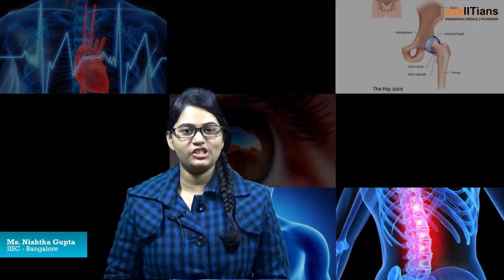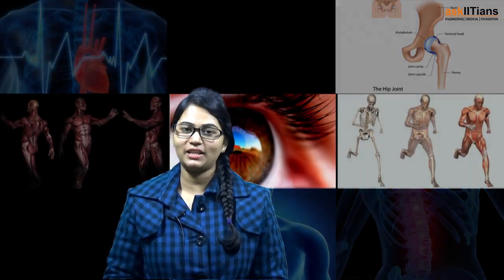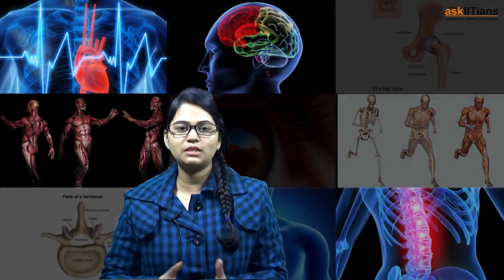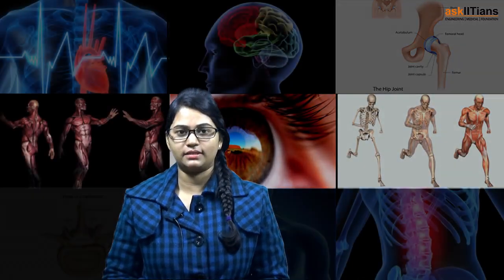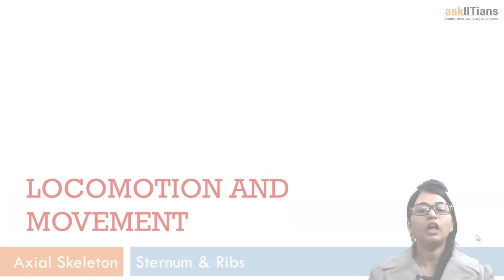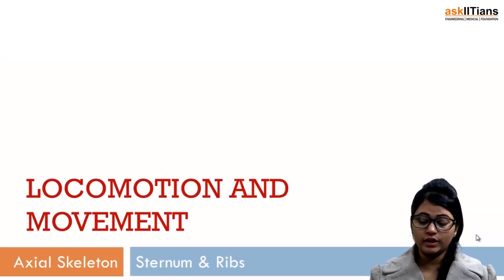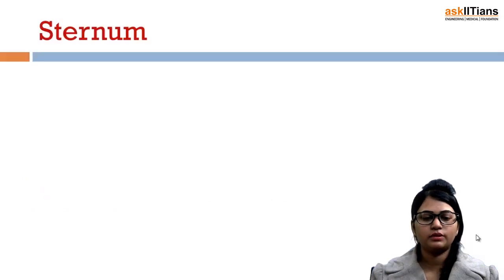Hello students, welcome to the sixth part on the chapter Locomotion and Movement. In this part, we are again going to discuss the axial skeleton, but under the axial skeleton, we are going to discuss the sternum and ribs. So just have a look into the lecture. Locomotion and movement, now we are going to discuss the sternum and ribs.